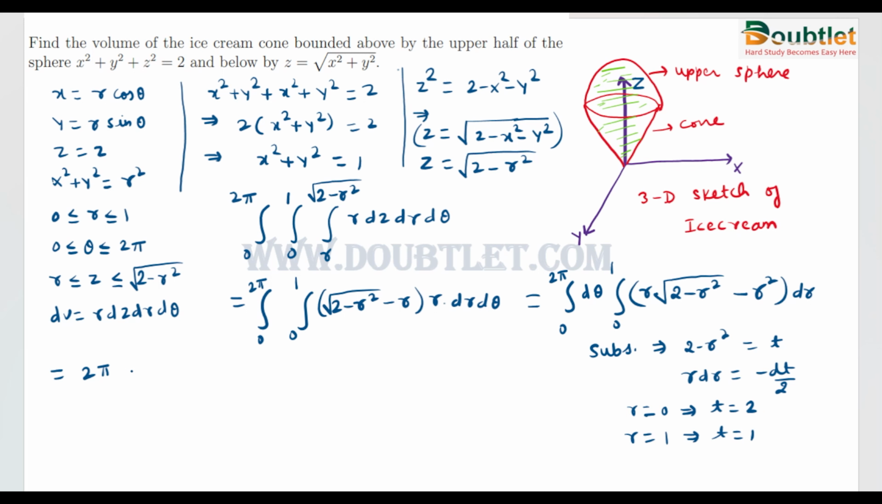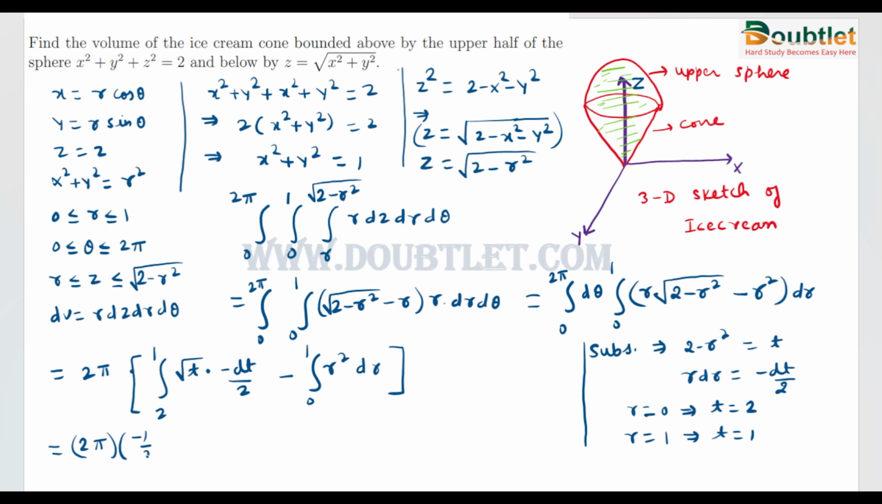So to solve this, 2 pi multiplied by the limits, which have changed, so it will be from 2 to 1, and this will be under root t multiplied by minus dt by 2, because r dr is minus dt by 2, and minus, and this will be integrated with respect to r only. So r square dr from 0 to 1. If we solve this again, what will it become? So 2 pi will be multiplied to both of these.